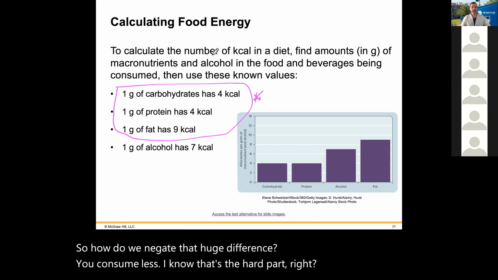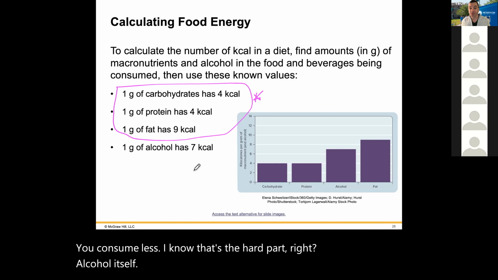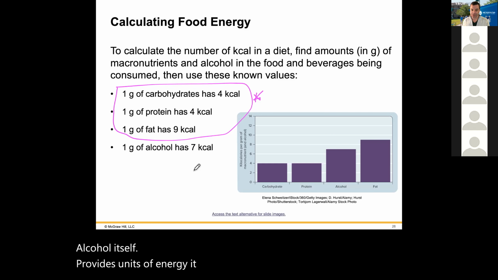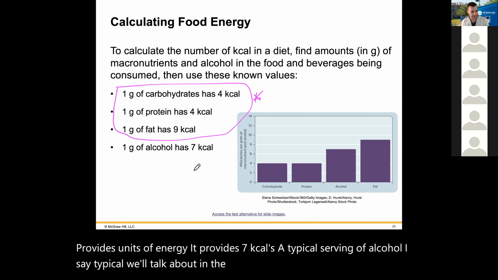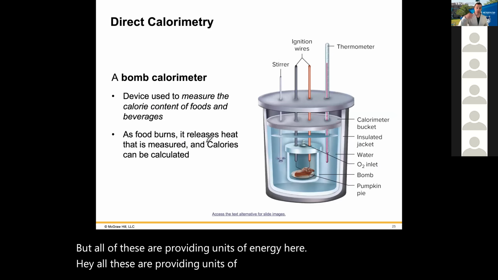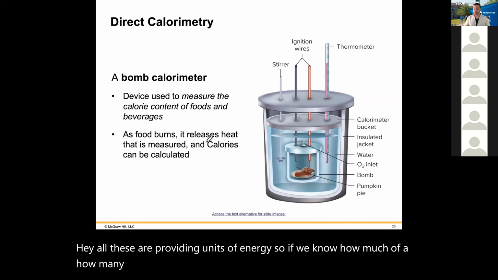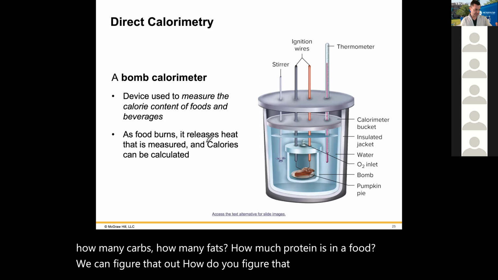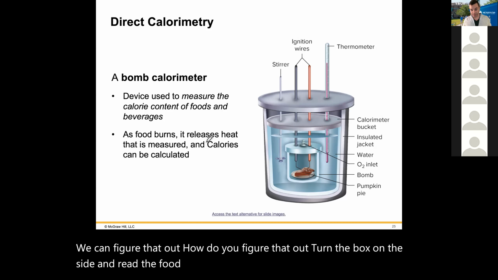Okay. Alcohol itself provides units of energy. It provides 7 kilocalories, a typical serving of alcohol. I say typical. We'll talk about that in the next unit. But all of these are providing units of energy. So if we know how many carbs, how many fats, how much protein is in a food, we can figure that out. How do you figure that out? Turn the box on the side and read the food label, or get online and read the food label. Okay, that's how we do that.